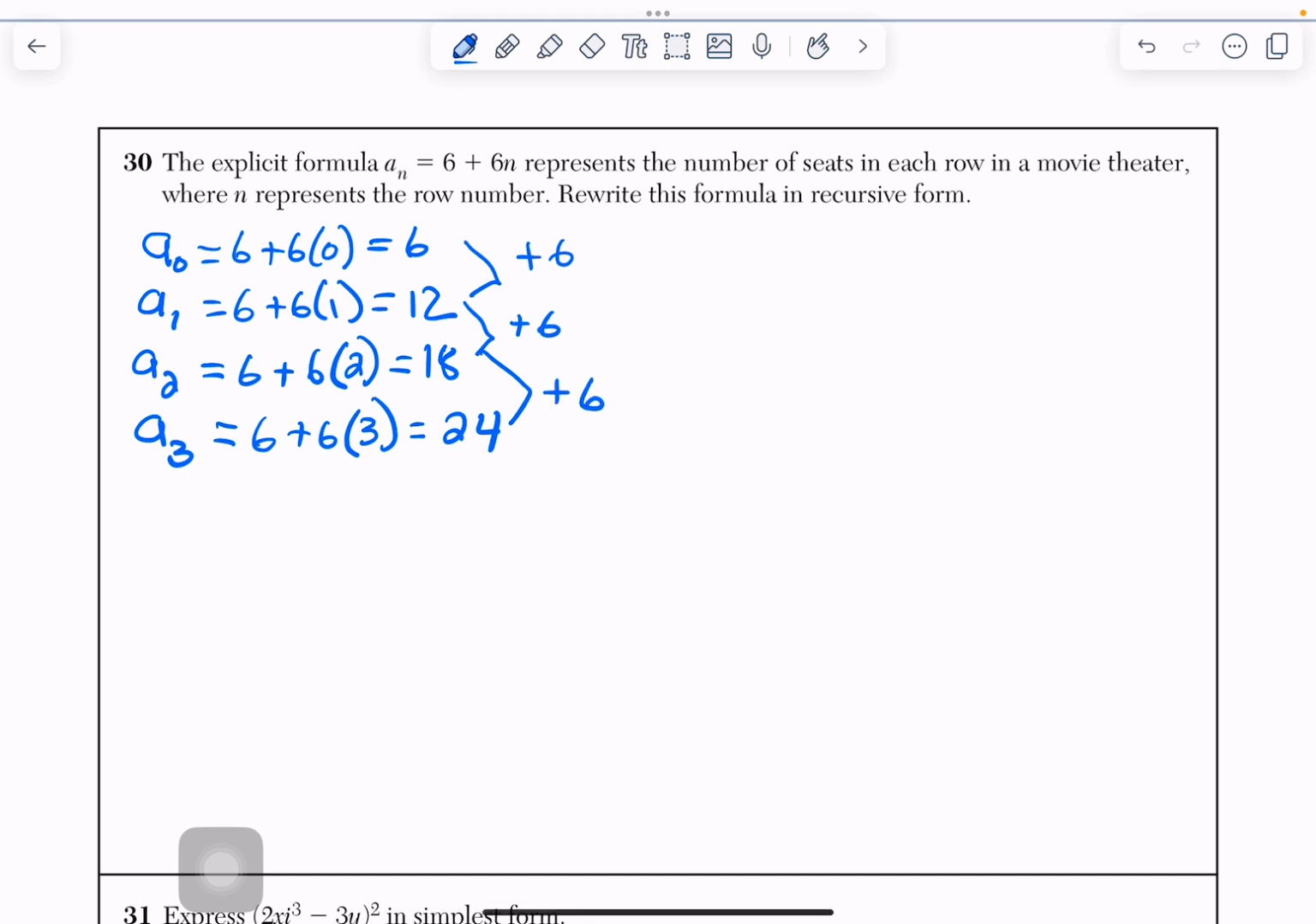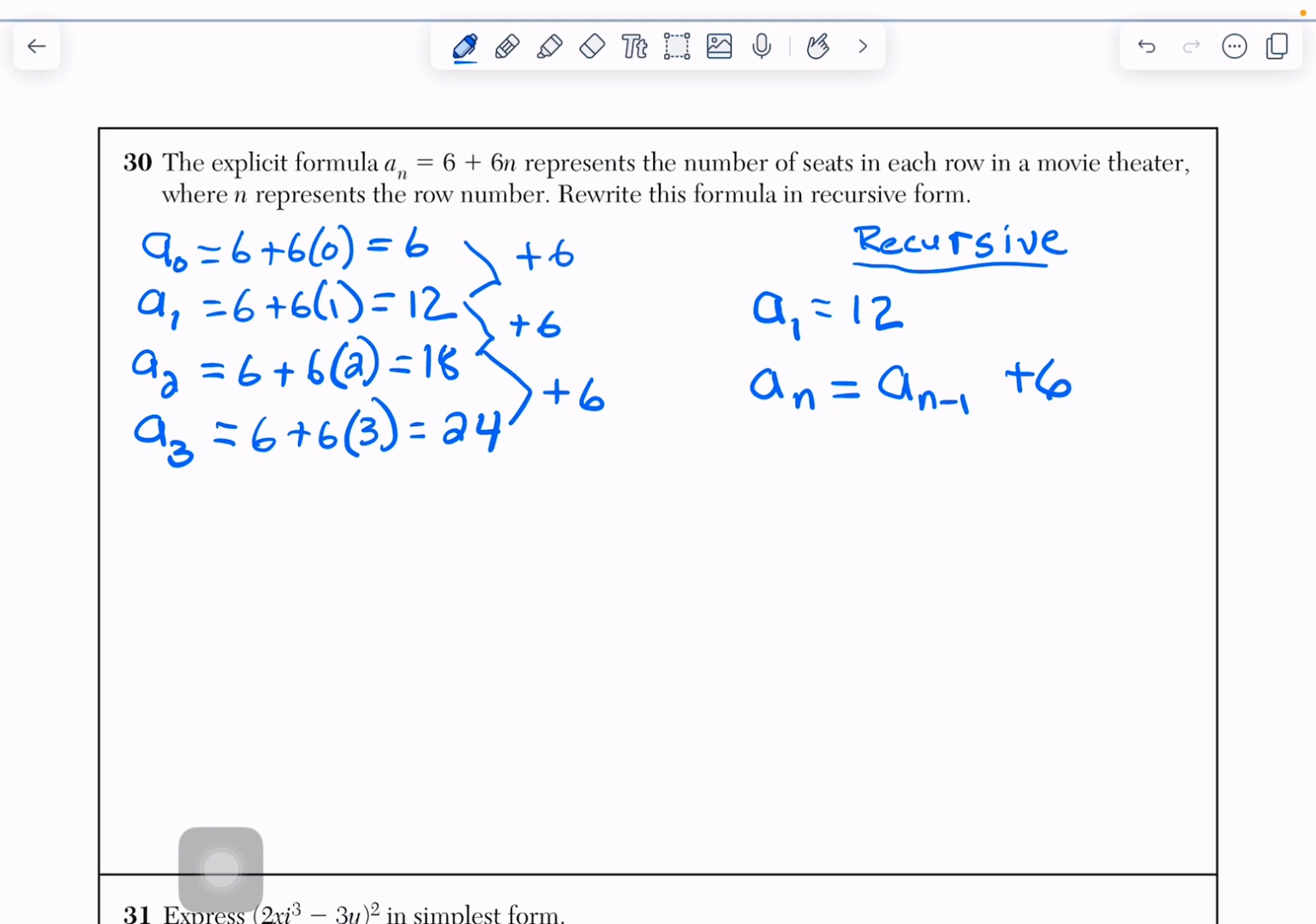So for a recursive formula, you have to depend on the one before. The first thing you have to do is give a starting point. The first one, A1, is 12, right? And then A_n is equal to the one before. And how do we represent the one before? Well, if we're talking about the third one, we need the second one. So that means we need the subscript n minus 1, and the rule is plus 6.